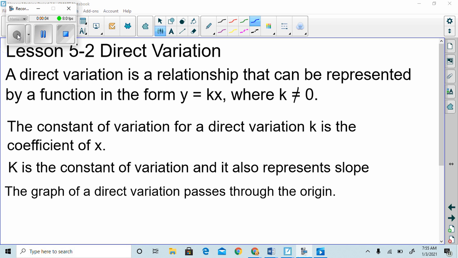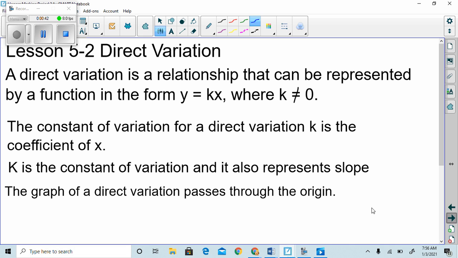In our second lesson for Chapter 5, we're going to explore direct variation. A direct variation represents a relationship of a function in the form y is equal to kx, where k does not equal 0. The constant of variation for this direct variation, k, is the coefficient of x. This constant of variation also represents our slope. And another unique thing about this is that when it's graphed, the direct variation model passes through the origin.